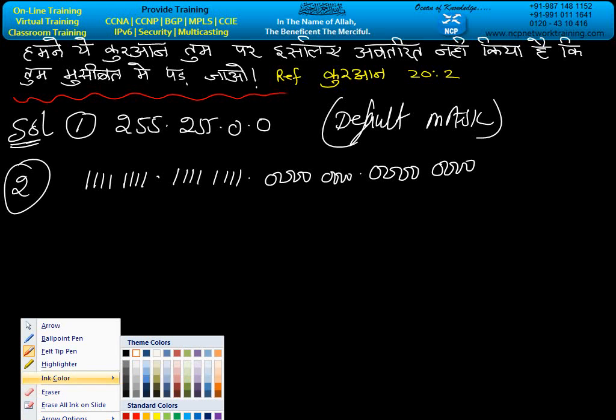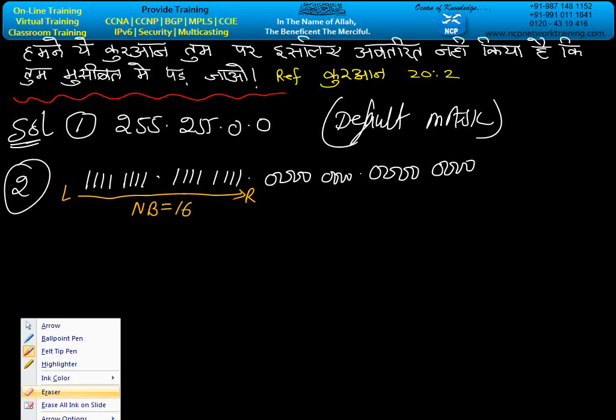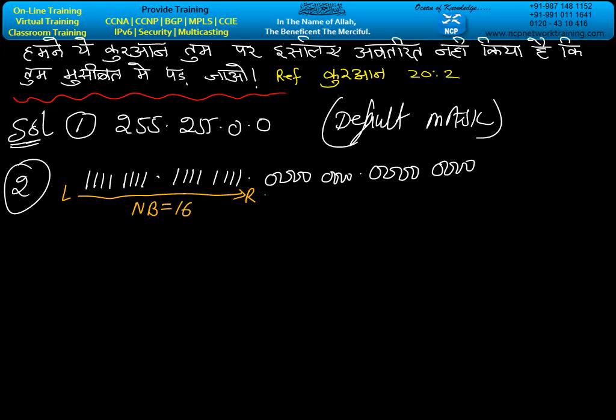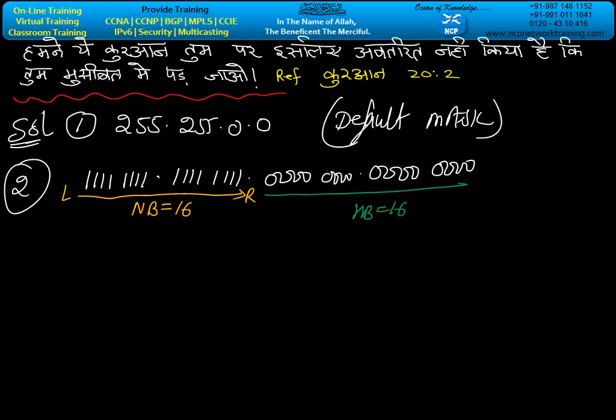In step number 2, from left to right, 16 bits are 1, and all 1 bits belong to the network. 16 bits belong to the network, and the 16 zero bits belong to the host. By default, in case of class B, 16 bits belong to the network, represented by 1, and the 16 bits belong to the host, represented by 0.